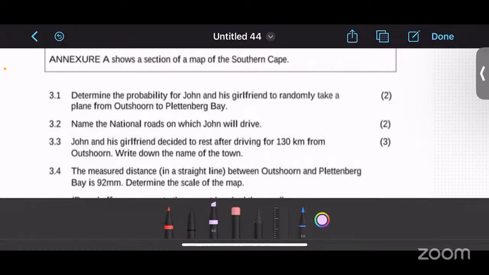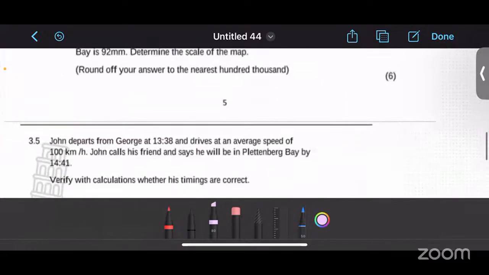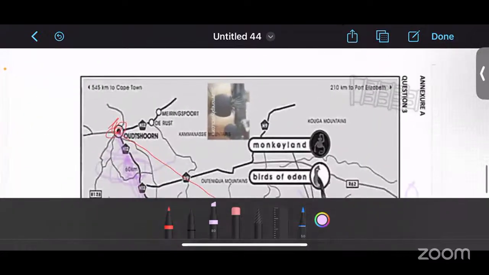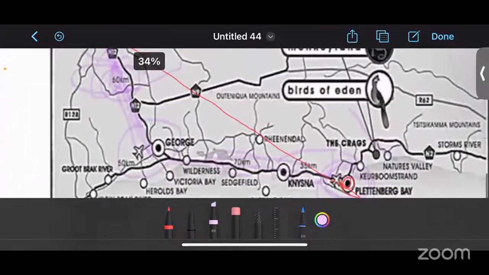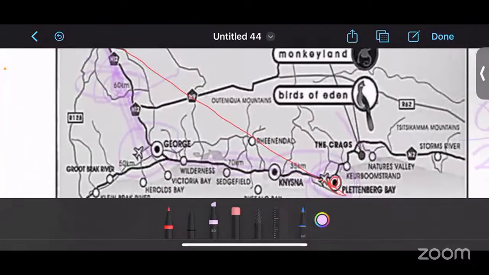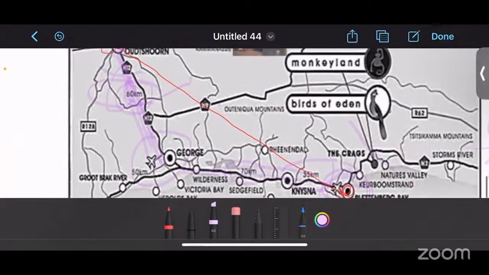Now let's look at number two. They say name the national roads on which John will drive. National roads. Let's see. What are the national roads that John will drive? Ma'am, I see the N9. Ma'am, could you zoom out a little so I can see the top? Where is the N9?